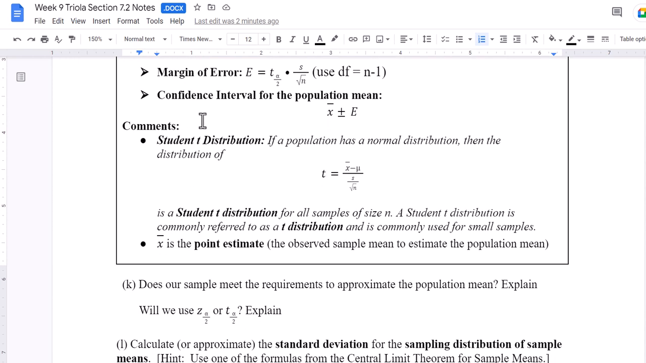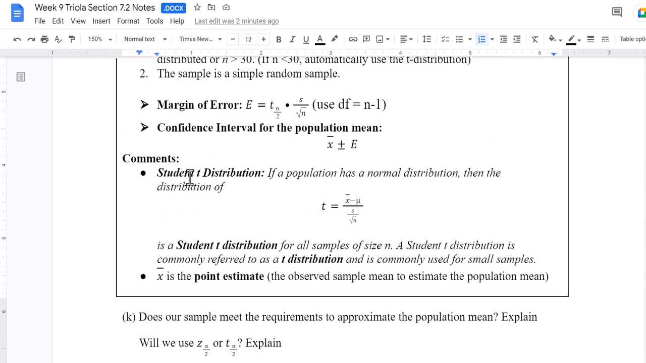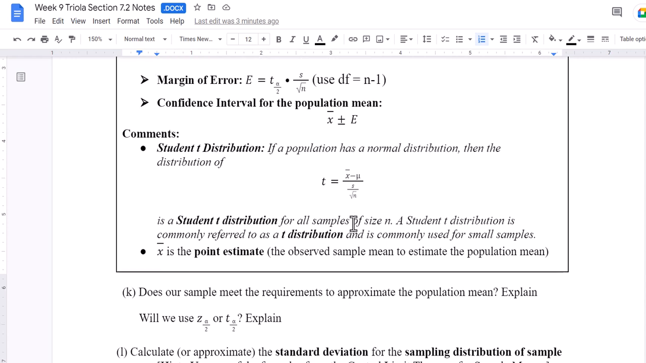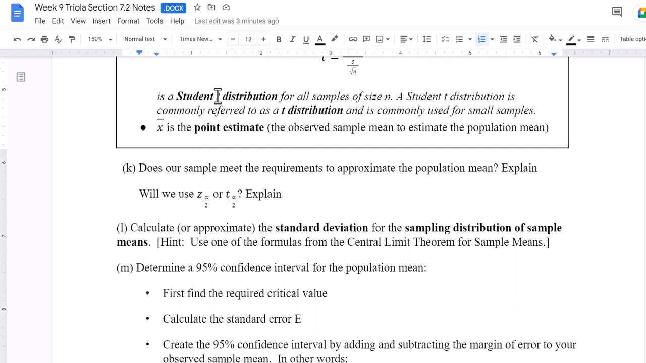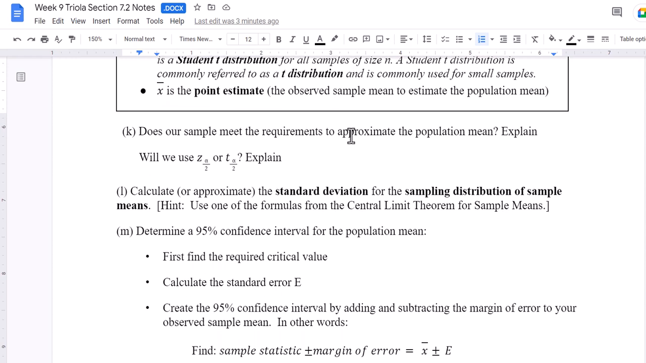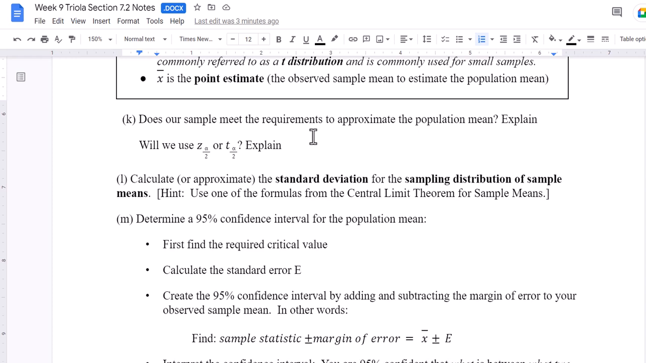The t is called the student t distribution. If a population has a normal distribution, then the distribution of t, notice that it looks just like a z-score: our x bar from the sampling distribution minus the mean, divided by the standard deviation, but we use the central limit theorem standard deviation. We don't really call it the student t distribution, we just call it a t distribution. And x bar is the point estimate.